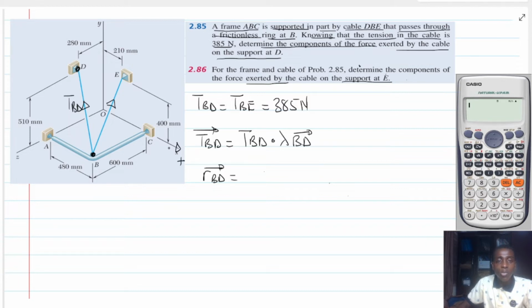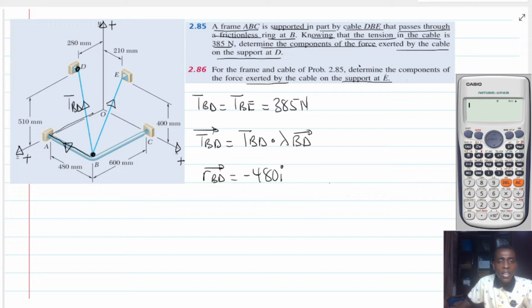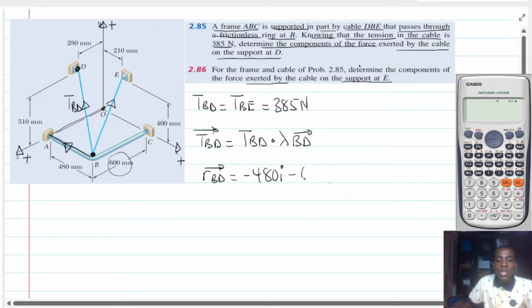Every distance in this direction will be positive, every distance along this direction will be positive, and finally, every distance in this direction will be positive. So let's move from B to D. First of all, I will walk in this direction, and don't forget that moving in this direction will be against the conventional X. And so I will do minus 480i. Then I would move all the way here, and that is 600, against the Z component. And so it's going to be minus 600k.